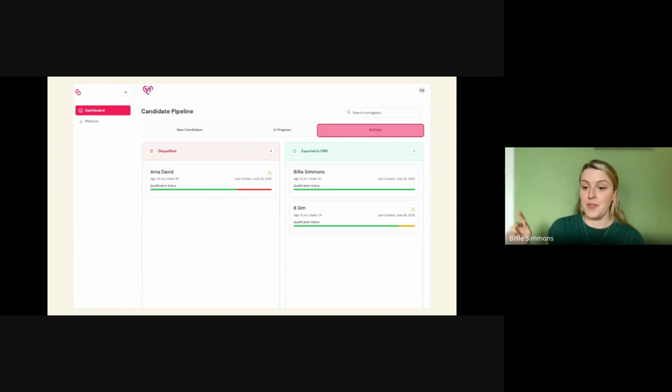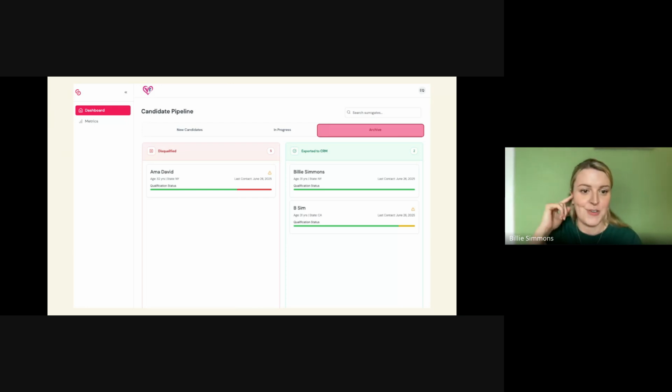We can set it up so that if someone has a hard DQ, like I've never had a kid before, they just automatically go in this disqualified field. So it doesn't clog up your new candidates pipeline. You can also send people here if a yellow flag is a no for you guys.